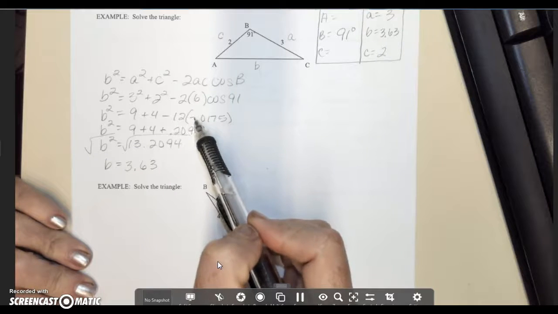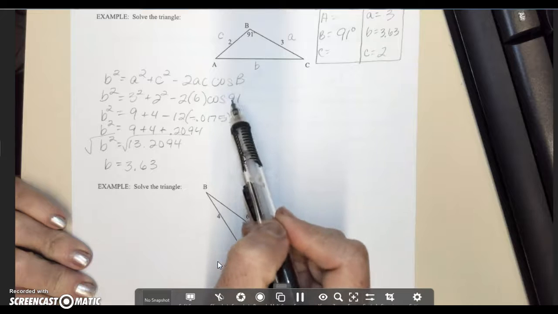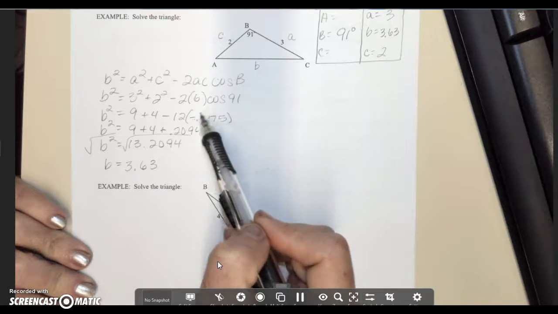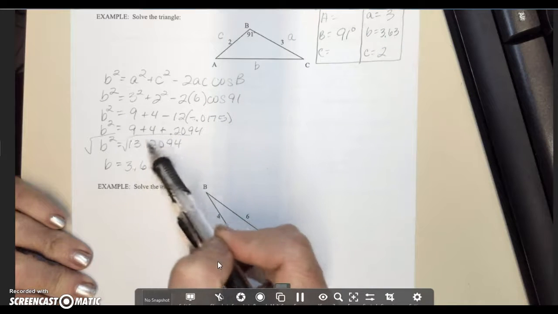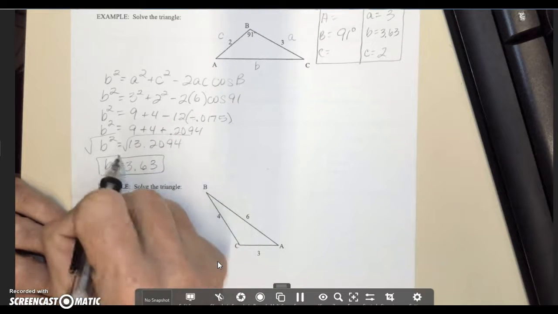Be really careful of the sign here. Your cosine at 91 degrees is actually sitting in the second quadrant, and anything in the second quadrant has a cosine value that's negative. So make sure that this calculation here is correct. The other thing, be sure you take the square root of this total, which will give you your b value. So our b measurement is 3.63.